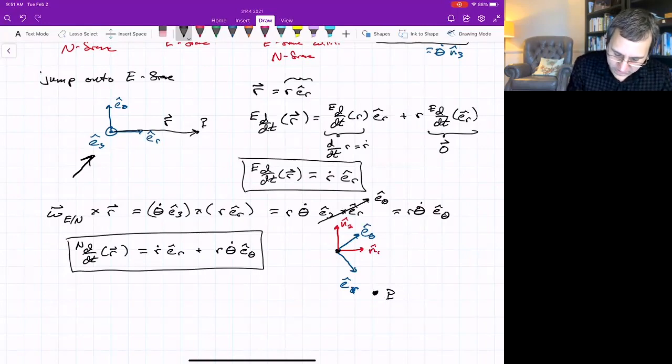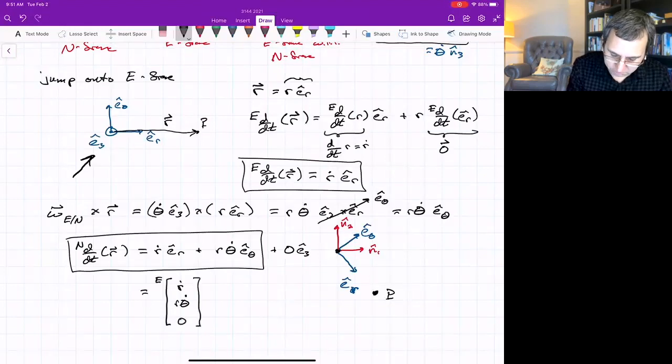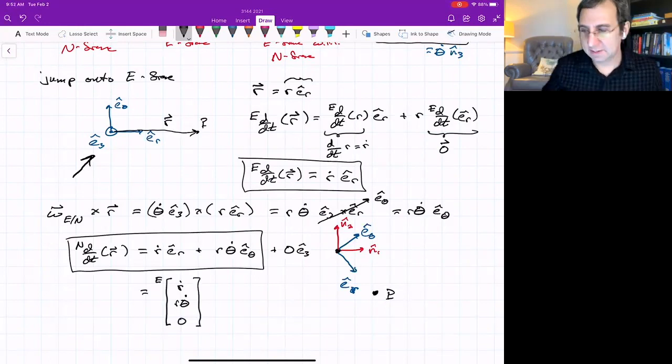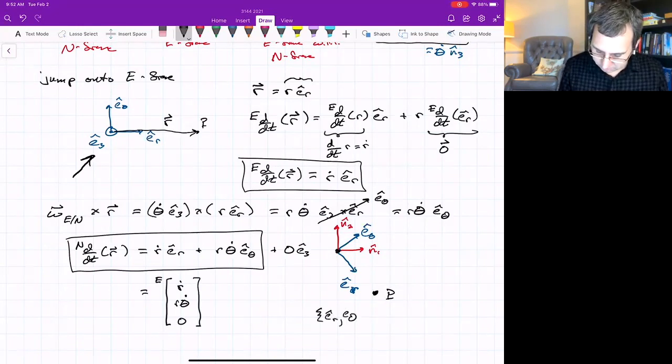Another way I could write this right hand side, it's implied that there's a zero in the e3 direction. So I might write this as r dot, r theta dot, zero, with this superscript E out in front to remind me I'm writing E frame components. And they're ordered in the order e_r, e_theta, e3, just like n1, n2, n3. So that is that.